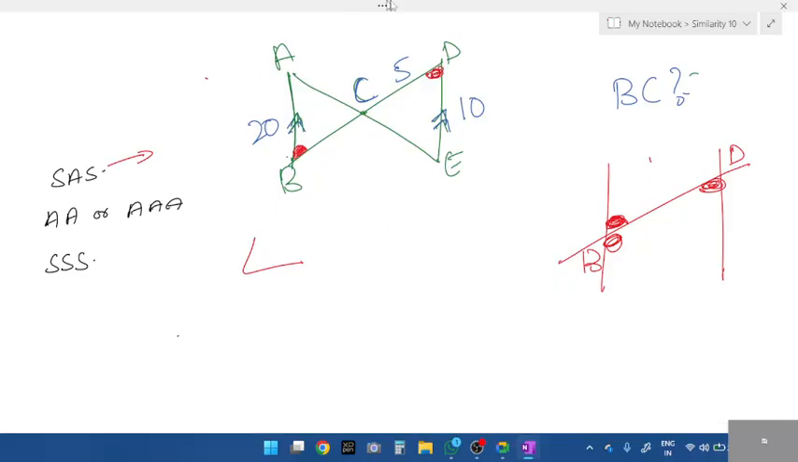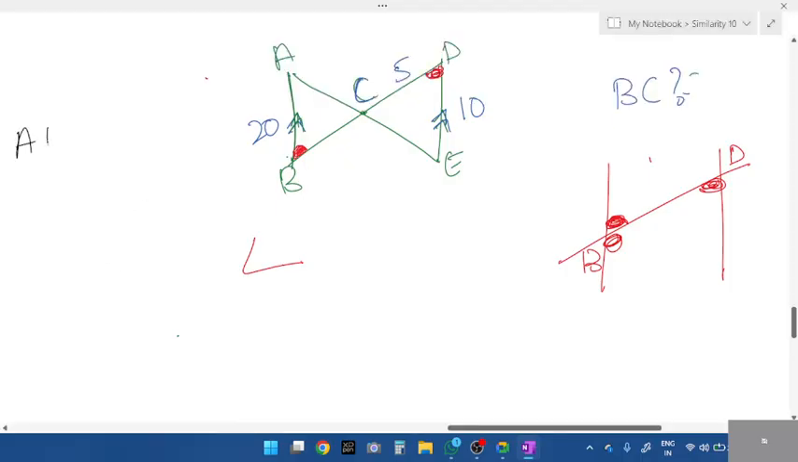So let us split this diagram. First, let us split this into two triangles. What are the two triangles we have? Triangle ABC and triangle DCE. Observe all of you. Did you all understand two triangles? ABC and DCE? Next. In these two triangles, which two angles are equal, students?